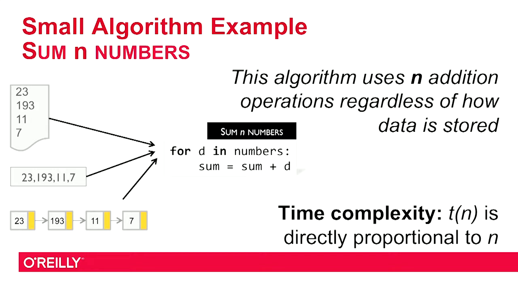And so the time complexity of the algorithm, T of n, we would say is directly proportional to the size of the elements that are being added. If I have 1,000 elements, it will take a certain amount of time to compute that. If I suddenly have 2,000 elements, one would expect that the time is now going to be twice as much. And that's what is meant by directly proportional.